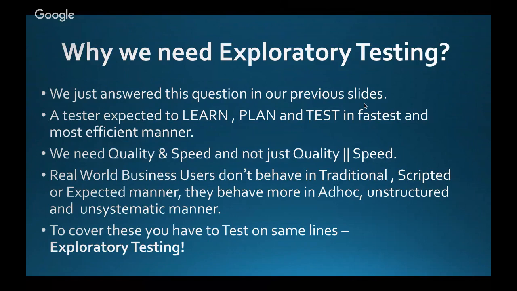Real-world business users don't behave in a traditional, scripted, or expected manner. In real-world scenarios, most of the bugs or issues you find are user issues, and they happen because a user is doing something unexpected, which you cannot predict. It is something very untraditional. You cannot script it using automation.